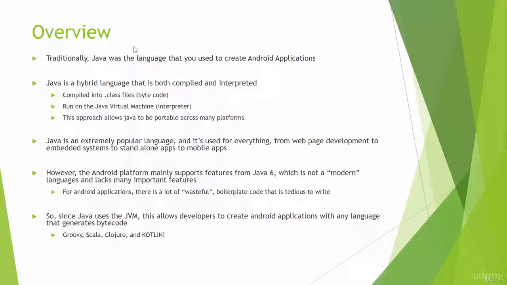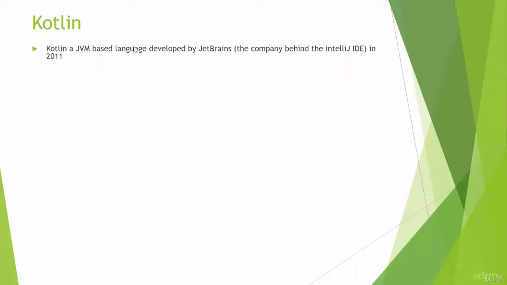So, since Java uses the JVM, the Java Virtual Machine, this allows developers to create Android applications with any language that generates bytecode. Some other languages out there that generate bytecode are Groovy, Scala, and Clojure. The big one that we're going to obviously study in this class is Kotlin. Kotlin will run on the JVM, so that means we can use it to write our Android applications.